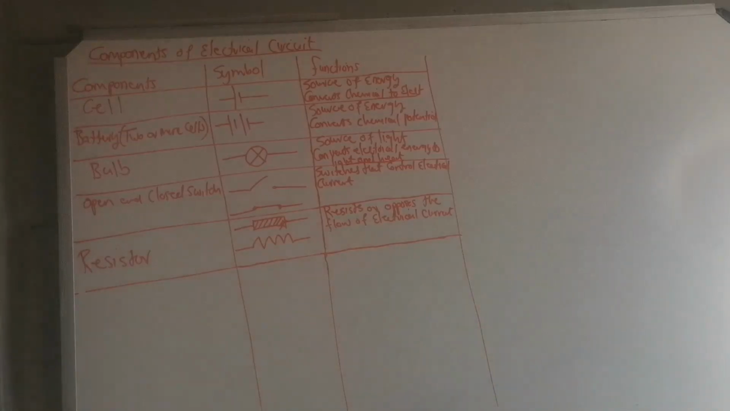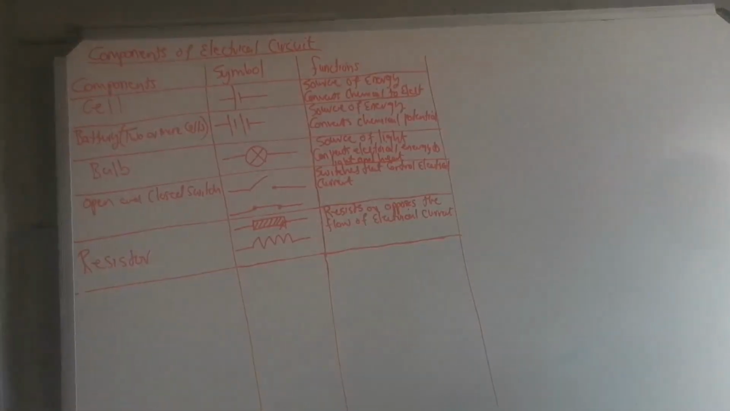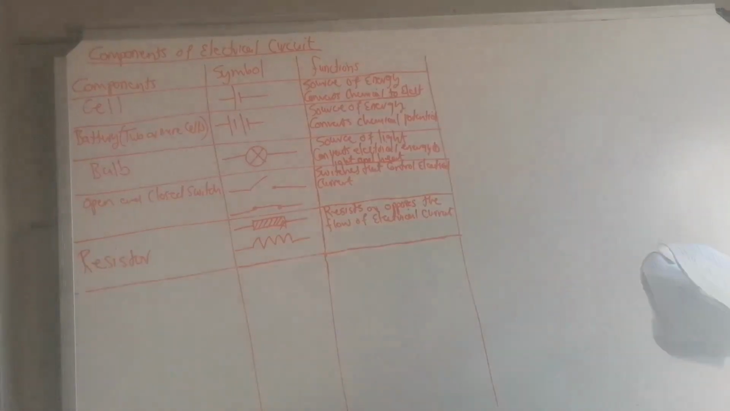So these examples, when current passes through them, they convert that electrical current to heat energy. We refer to them as what? As the resistors. They are the resistors.